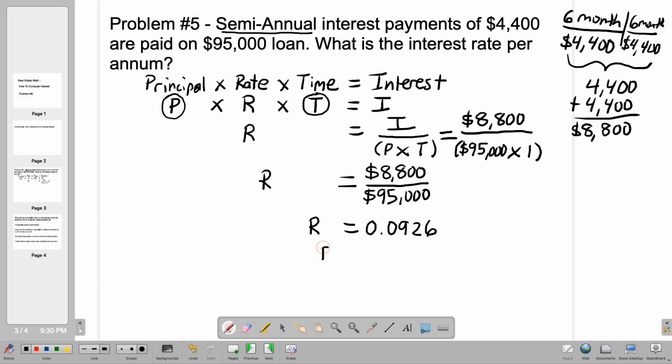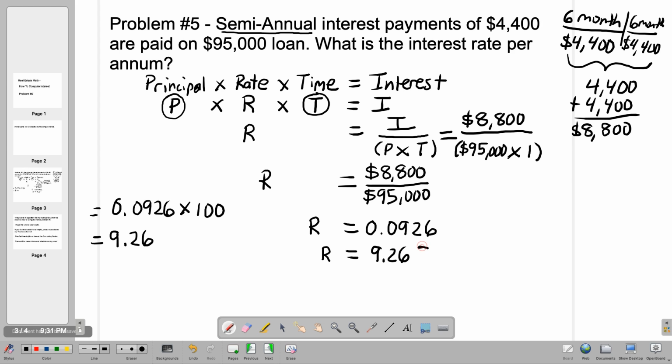And so we want to continue. We want to represent the rate as a percentage. And the way to do that is we'll say 0.0926 times 100. And what this equates to is 9.26. And so R represents 9.26%. And this is what we wanted to show.